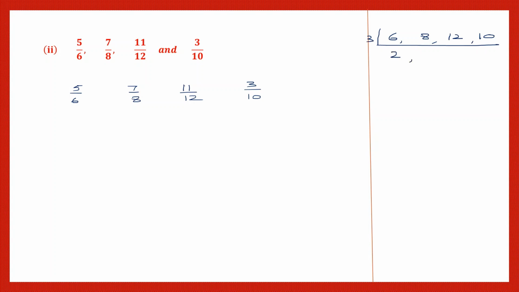3 2s are 6. Then 8 you can't do, so we bring down 8 as it is. 3 4s are 12. 10 is not divisible, so we bring it down. Now we can use 2. Okay, so let's start with 2.